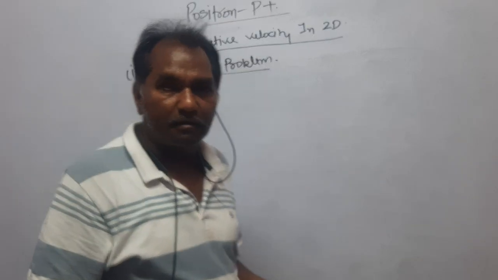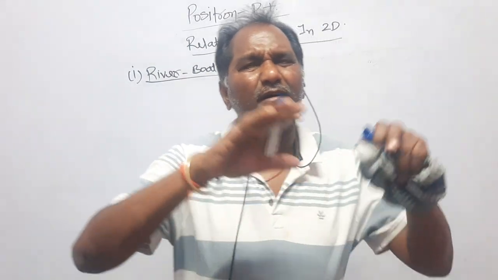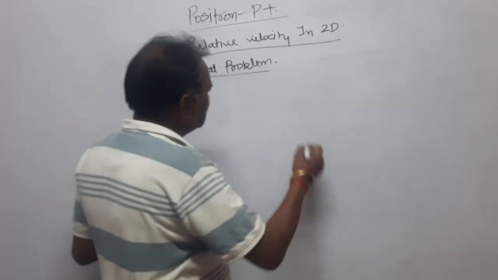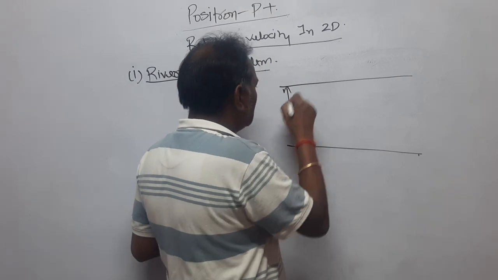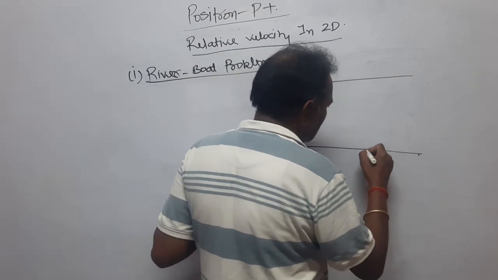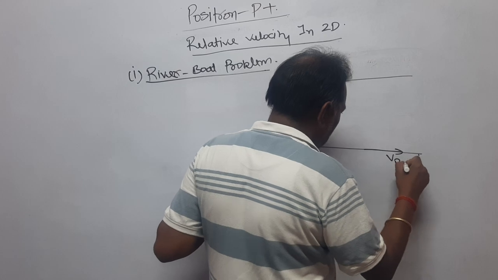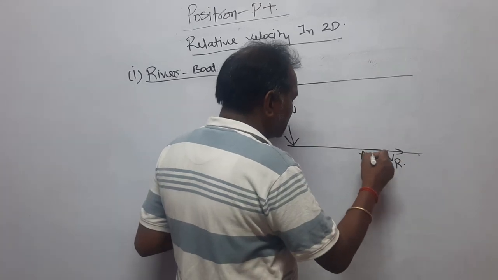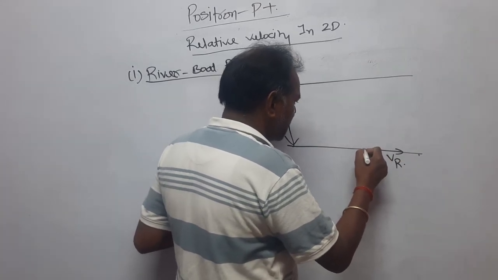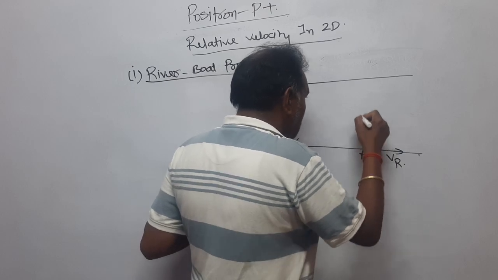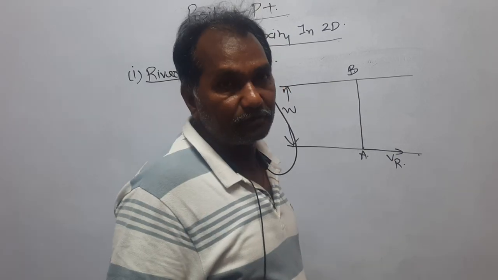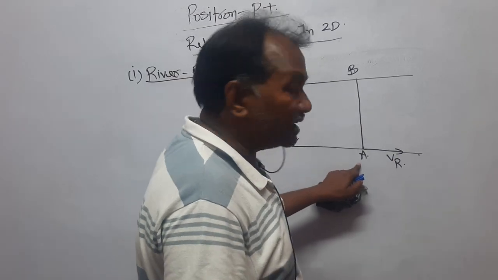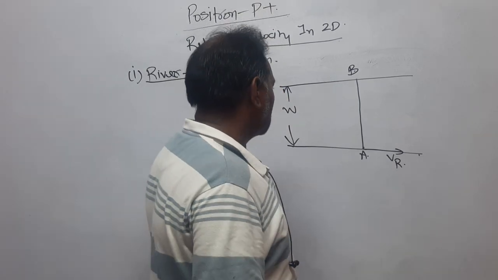We will solve this problem. We will talk about how many kinds of problems we can make here, right? Dear student, let a river having the width W be flowing with velocity Vr, right? Here is a point A on this bank and there is a point B just on the opposite bank of the river, just opposite to A on the other bank of the river, right?